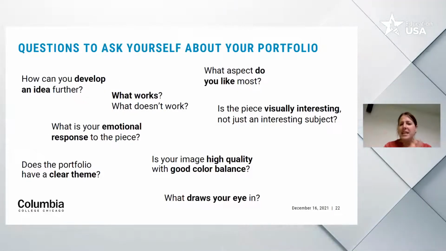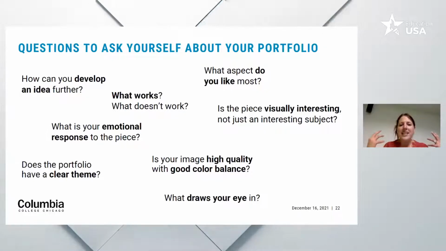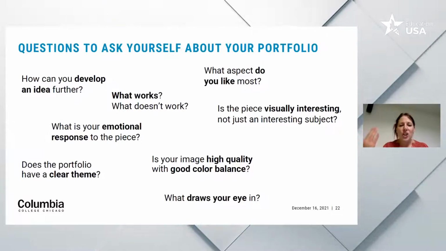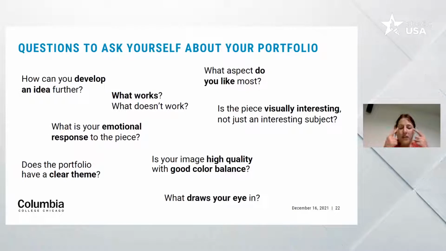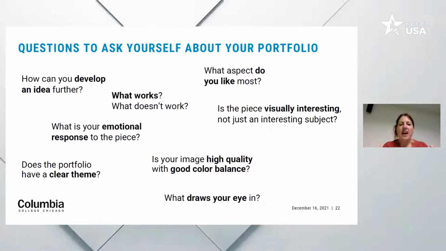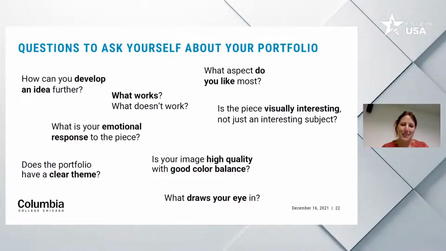And then the basics, like I mentioned: is there a clear theme? Can you take that string and connect the portfolio images and tell some kind of story? Is it high quality, good color balance, a true white in the image? Where does your eye go? If there's text, it's going to go straight to the text. If there are angles that come together, it will go to that. Think about that when you're considering which pieces make the cut for your portfolio. Next slide, please.